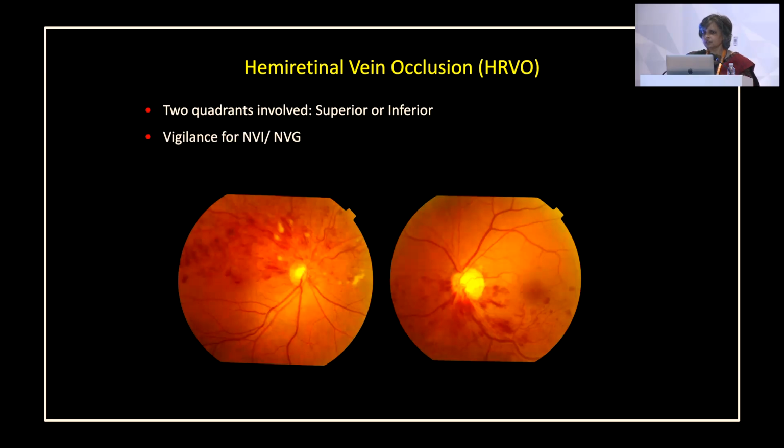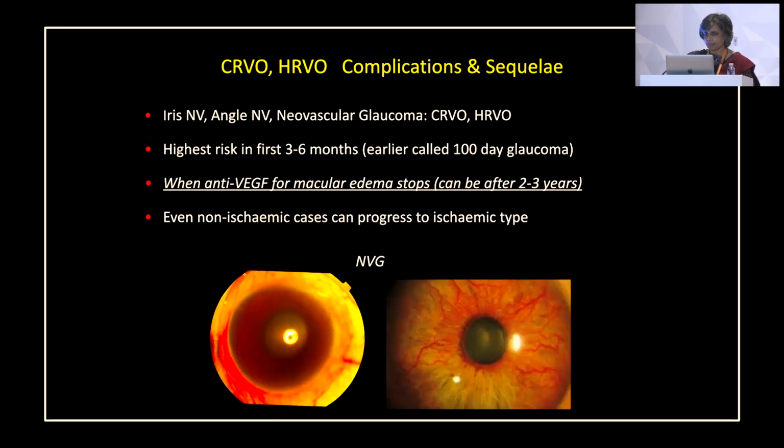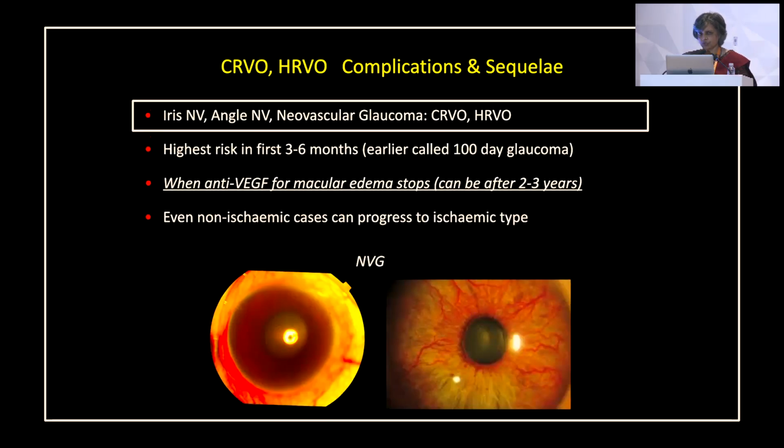Hemiretinal vein occlusion, in terms of proliferative complications, behaves like CRVO because of the larger extent of involvement and ischemia. In terms of macular edema, it behaves more like BRVO. So in these two, CRVO and HRVO, vigilance for iris new vessels, angle new vessels, highest risk used to be in the first 3 months earlier. But now, because anti-VEGF injections are given, the risk actually starts when the anti-VEGF stops after 1 year, 2 years, or 3 years. So the risk for new vessels, neovascular glaucoma can be much later.